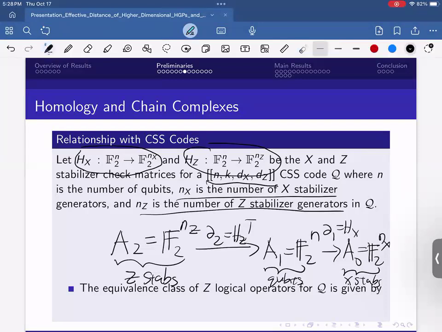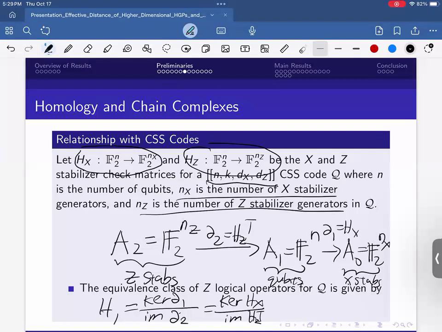And then, the equivalence class of Z logical operators, which you can think of as the representatives of those logical operators. If you remember, our first homology group is defined as the kernel of partial 1 modulo the image of partial 2. That would just be the kernel of HX modulo the image of HZ transpose. So the kernel of HX would be all the Z operators that we can perform on the error correcting code that commute with the stabilizer generators.